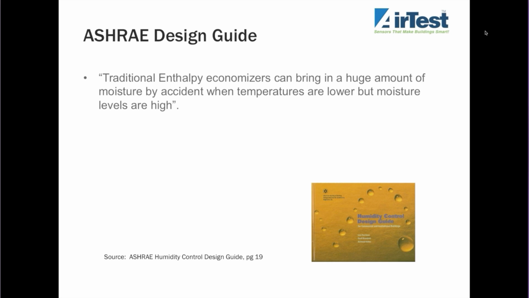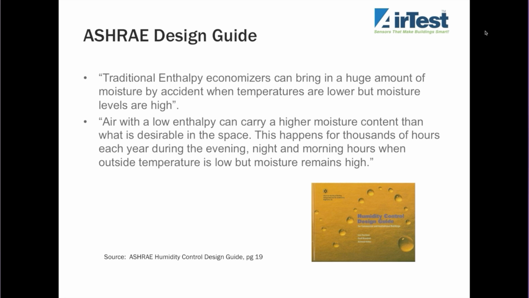And actually, this issue is so significant that there's a humidity controlled design guide that was developed by ASHRAE. And in that guide, they really stated that traditional enthalpy economizers can bring in a huge amount of moisture by accident when temperatures are low but moisture levels are high. And air with a low enthalpy can carry a higher moisture content than what is desirable in the space, meaning really over design conditions. This can happen for thousands of hours each year during the evening, night, and morning hours when outside temperatures are low but moisture remains high.